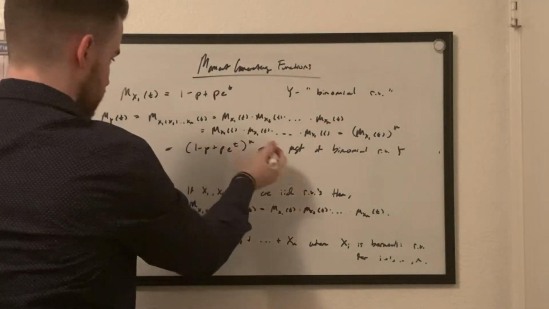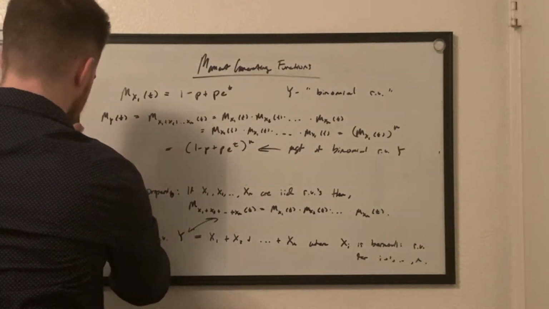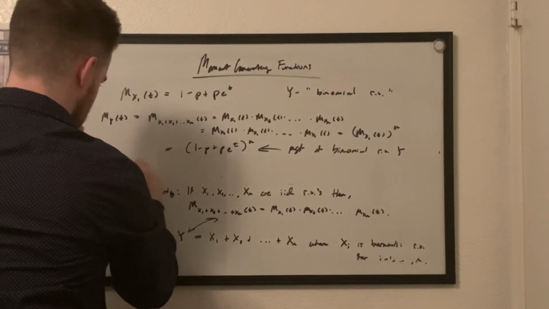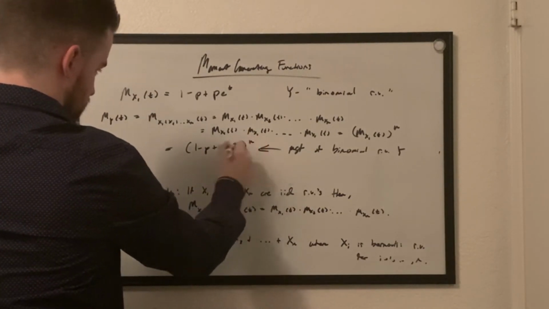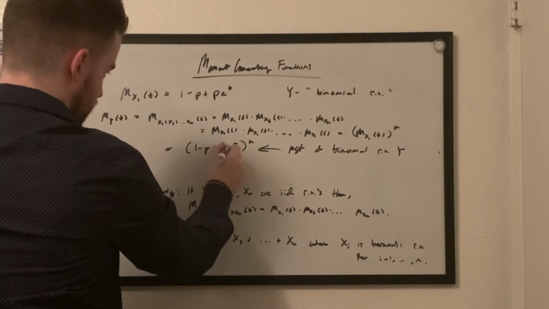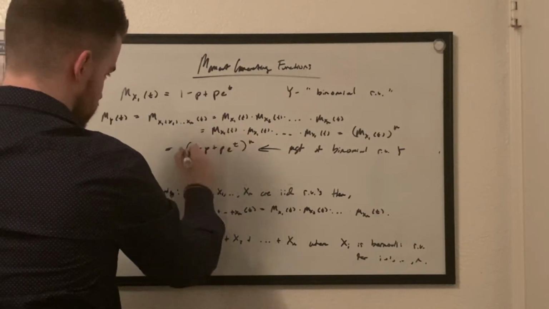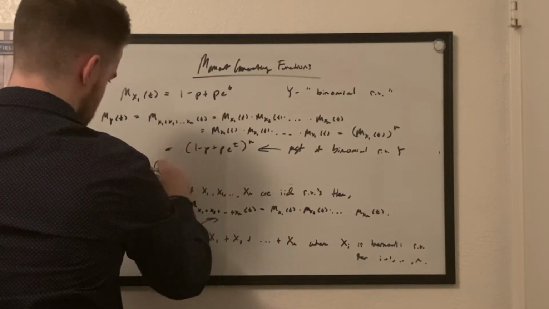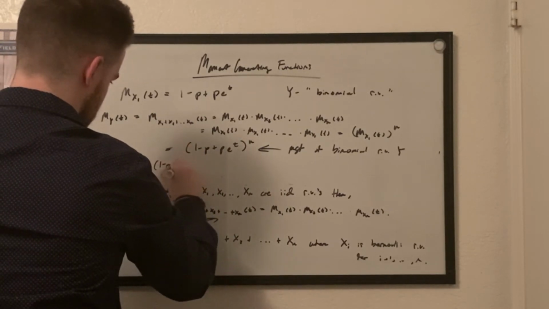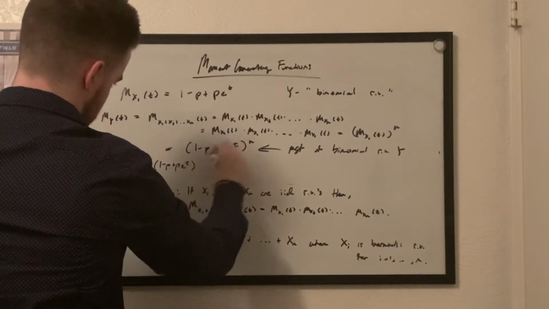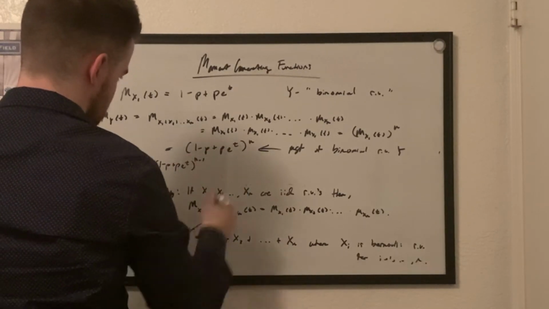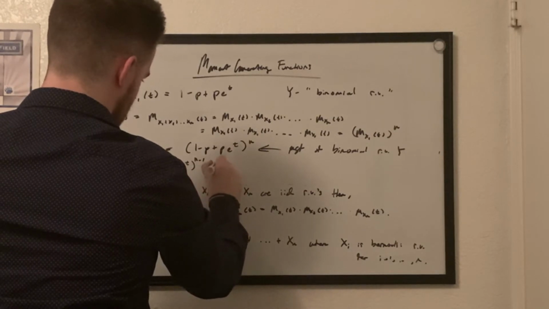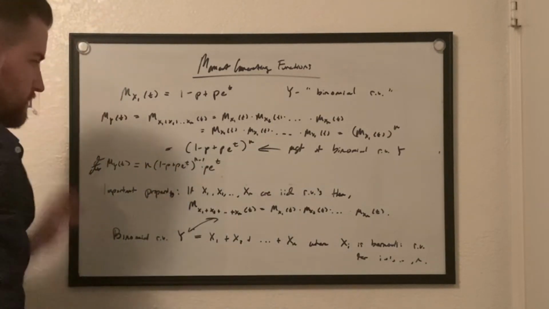If we take the first derivative with respect to t, we get d/dt of M_Y(t) is equal to, with respect to t, we have all of this, we do the power rule, bring n to the front, then we have 1 minus p plus p e to the t, subtract 1 based off power rule, n minus 1, times the derivative on the inside, which is p e to the t.